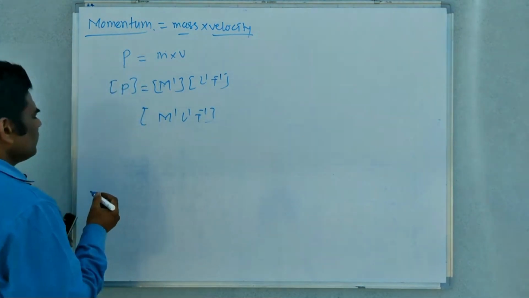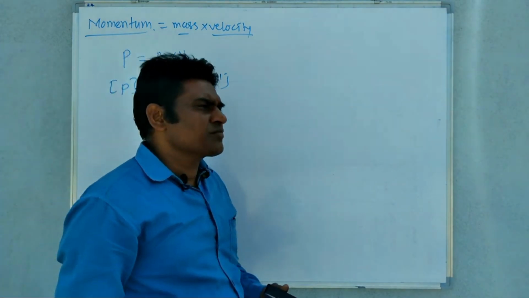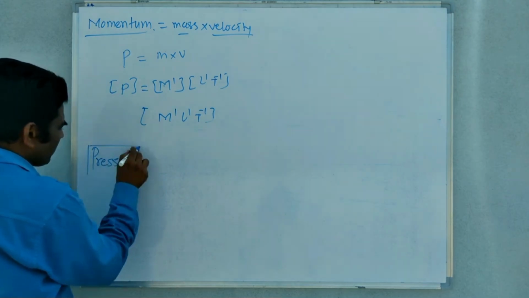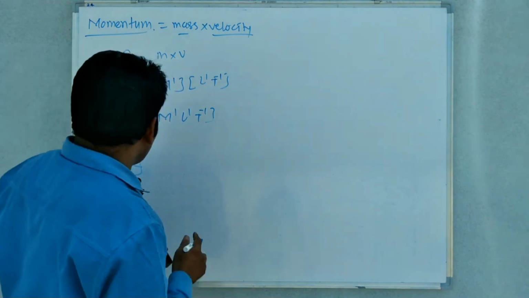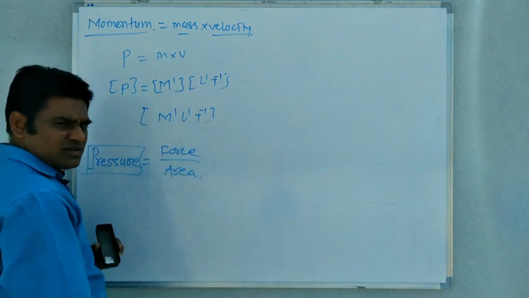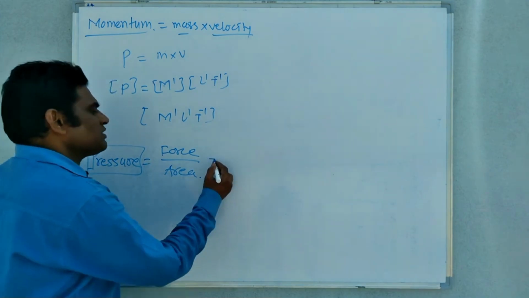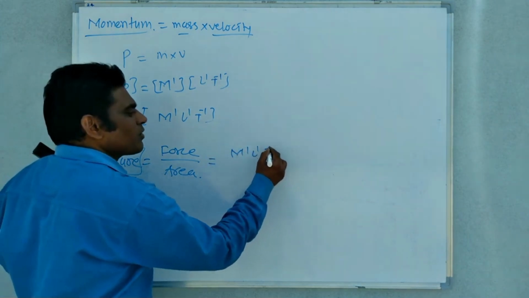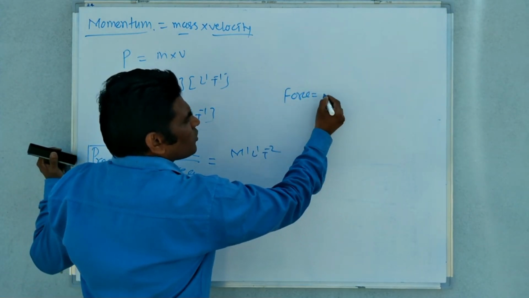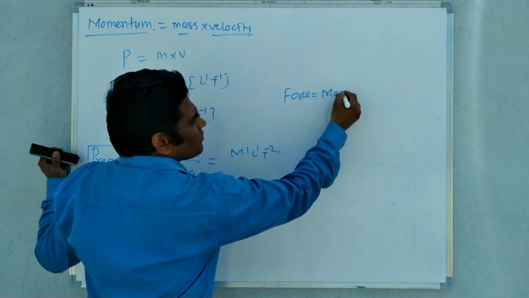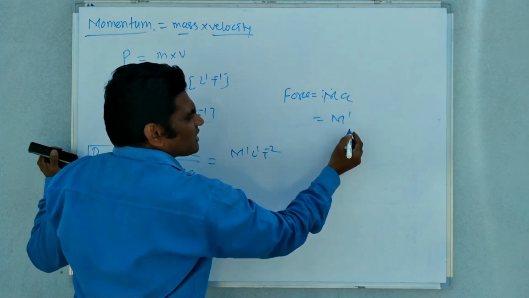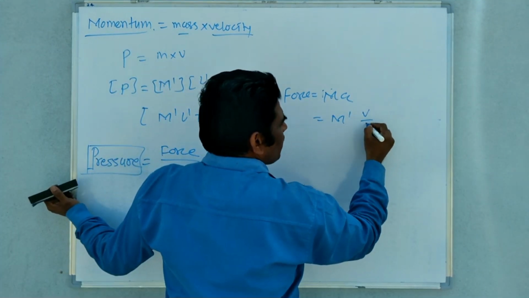Now let us calculate the dimensions for pressure. So pressure is what? Force upon area. See, force upon area. Force will come in many physical quantities. Dimensions of force are what? M1 L1 T to the power minus 2. Correct or not? Force is equal to mass into acceleration: mass M1, acceleration is velocity upon time.